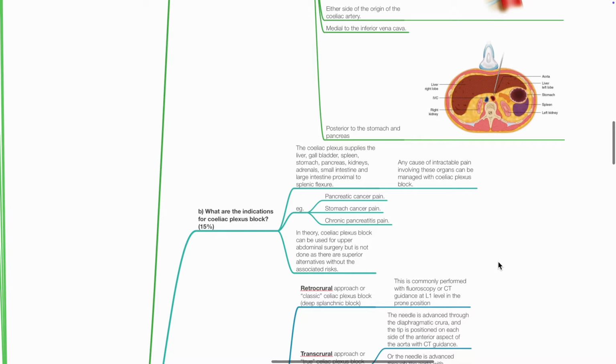In theory, coeliac plexus block can be used for upper abdominal surgery, but this is not done as there are superior alternatives with lower risk.